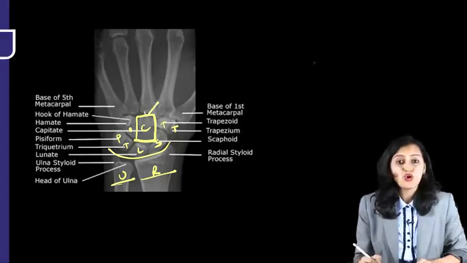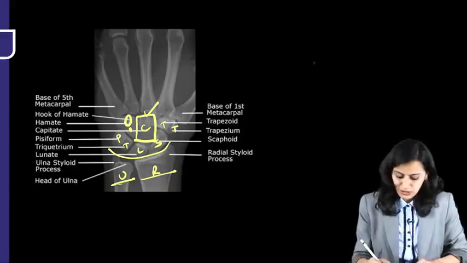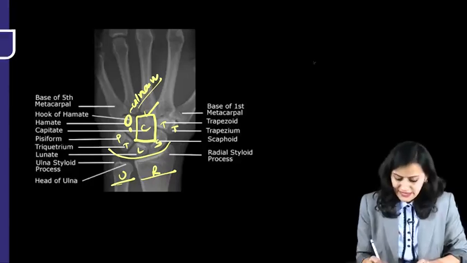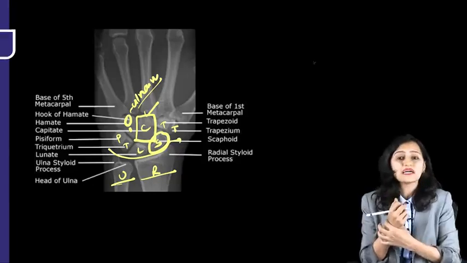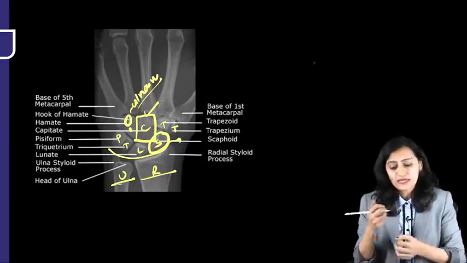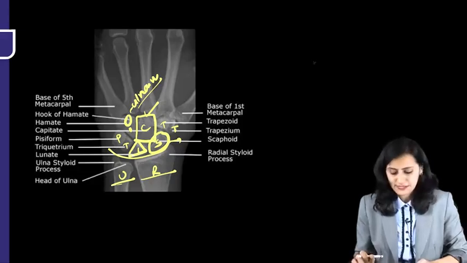It is the first to ossify. This round structure here is the hook of hamate, fracture of which leads to ulnar nerve injury. Again, we have the Guyon's canal there. Then it is the scaphoid fracture, which is what leads to the anatomical snuffbox tenderness towards the radius. Kienböck is the lunate osteochondrosis.